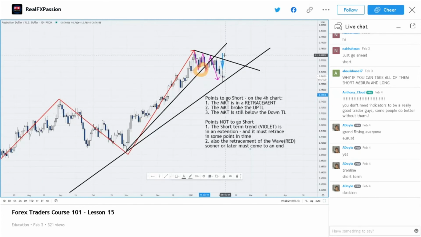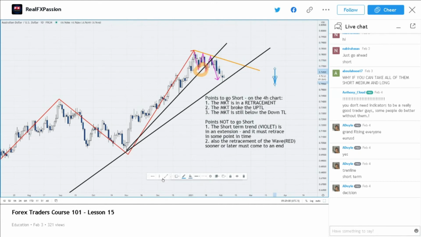From the daily standpoint, points to go short on the 4-hour chart. The market is in a retracement, making lower lows or highs. The market broke the uptrend line here. The market is still below the downtrend line. So let's change the color so we have a better visual. Orange line. The market still below the downtrend line. Now to go short, the short-term trend, the violet one, is in an extension and it must retrace at some point. See, everybody? Extension, retracement, and it's pushing it down, right?